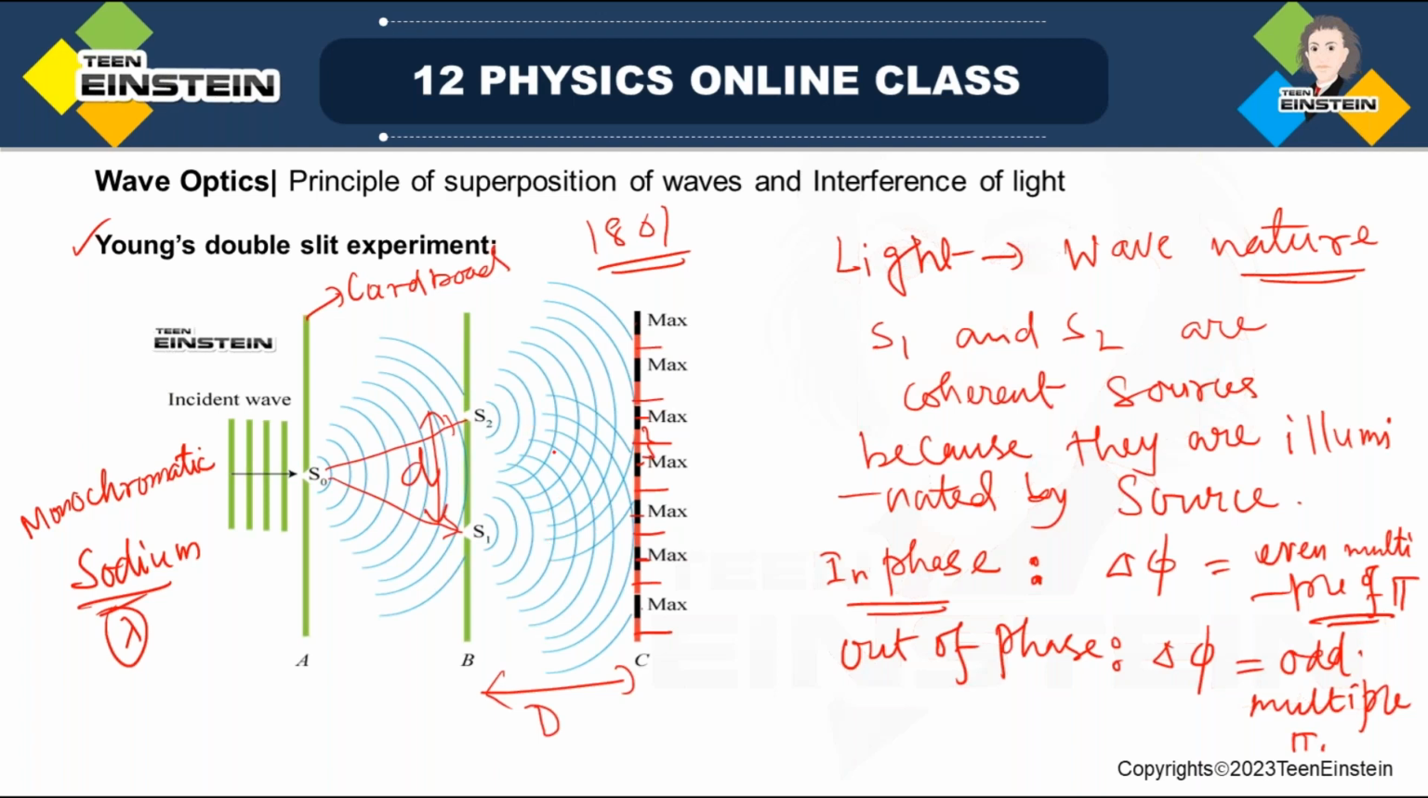See, these points are overlap points. So at these places there will be bright or dark regions. Where they overlap, there will be bright or dark regions. Bright regions are called bright fringes and dark regions are called dark fringes.